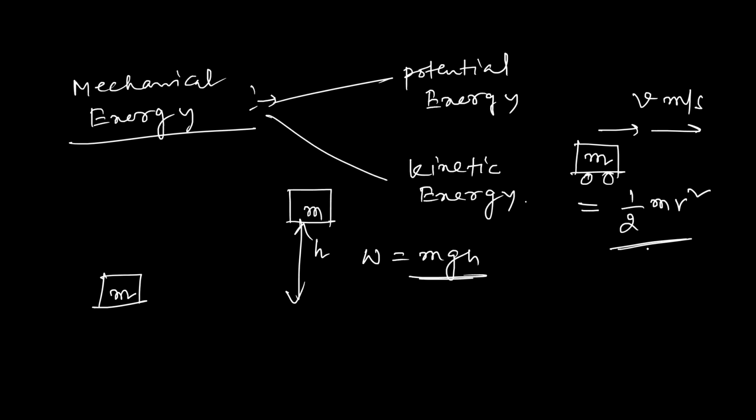Okay, so potential energy, in the case of gravitational work done against gravity, is defined as m into g into h, and for kinetic energy we have the formula half m v square. But there are different kinds of energies available, that is chemical energy, heat energy, light energy, sound energy, nuclear energy, electrical energy. There are different kinds of energies available.